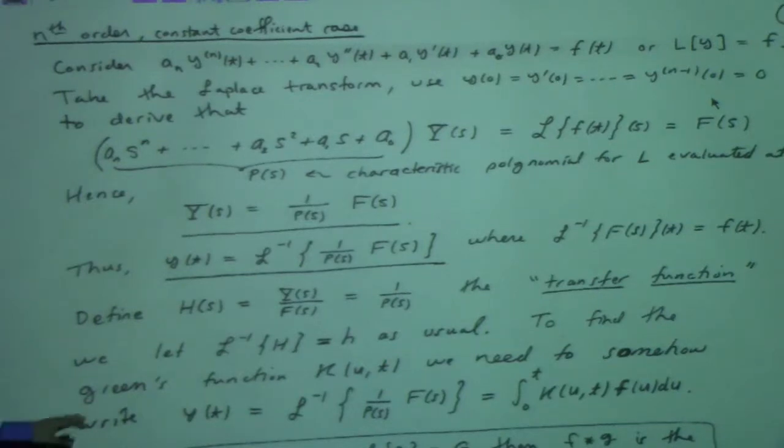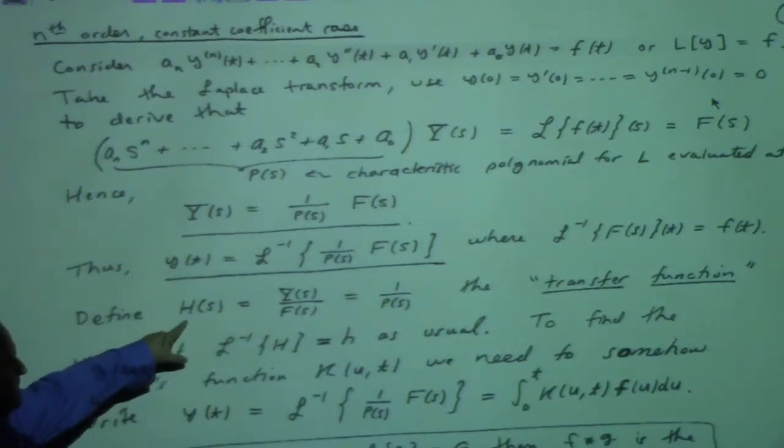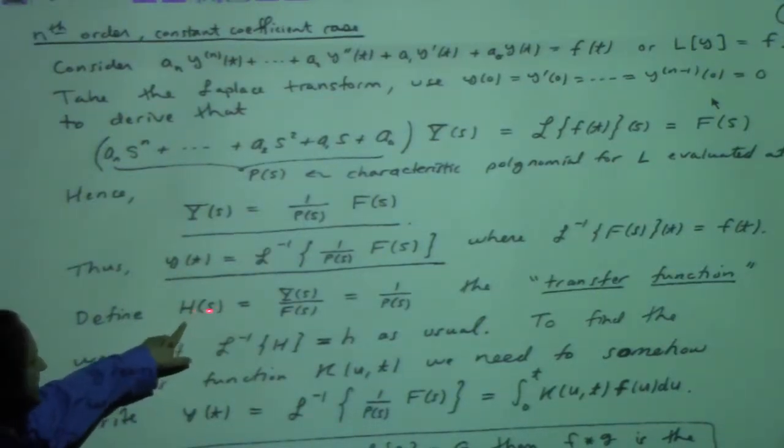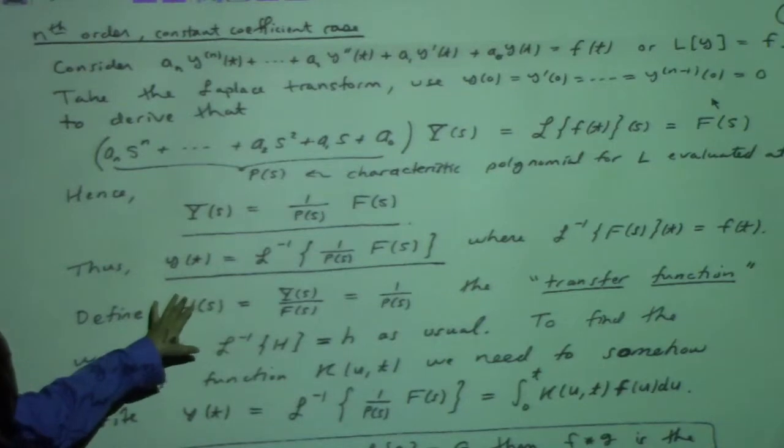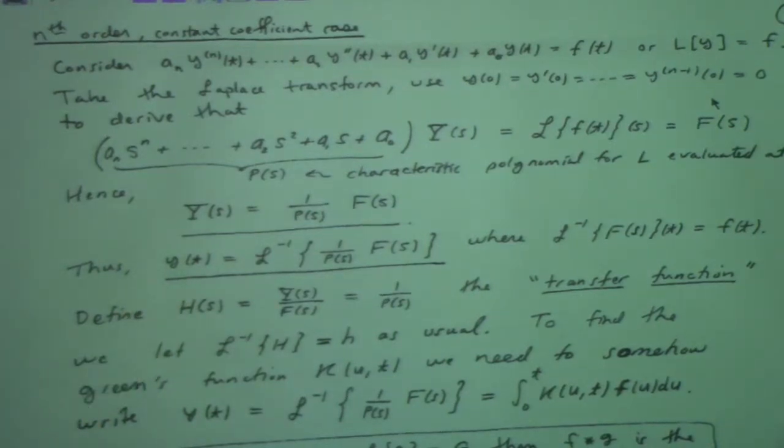And so here's what you guys do in engineering. You define this H of s, the so-called transfer function, to be 1 over p of s. So the transfer function is completely governed by the part of the system which is not from the forcing function. It's the homogeneous part of the system, if you will. The L, basically. L fixes what the transfer function is. Why do we call it the transfer function? Well, let's see why that is.